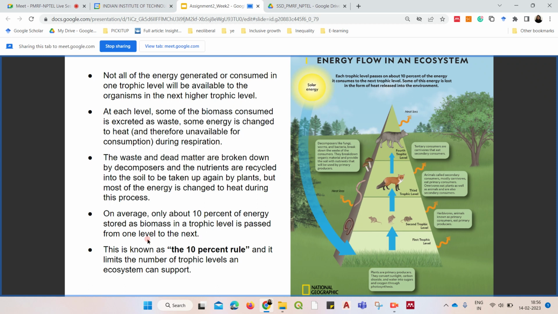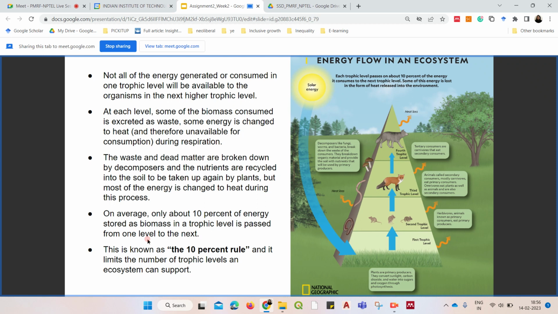So on an average, only about 10% of the energy which is stored in the form of biomass in any given trophic level is transferred to the next trophic level. This is known as the 10% rule, which says that of all the energy stored in the form of biomass in one trophic level, only 10% is transferred on to the next trophic level.